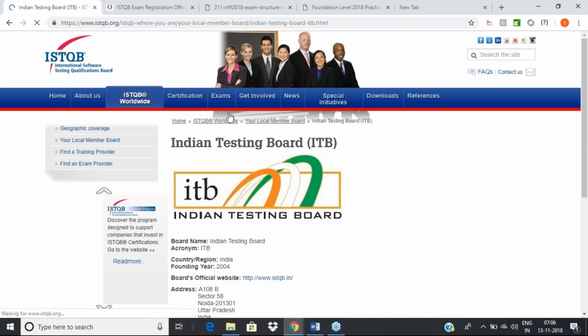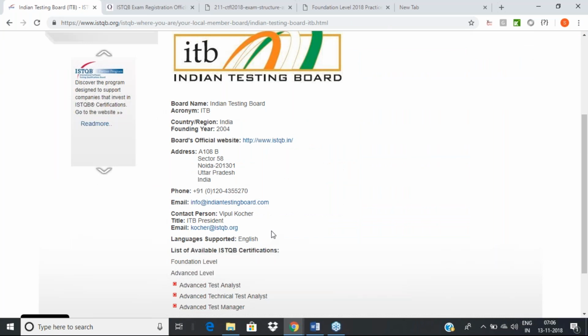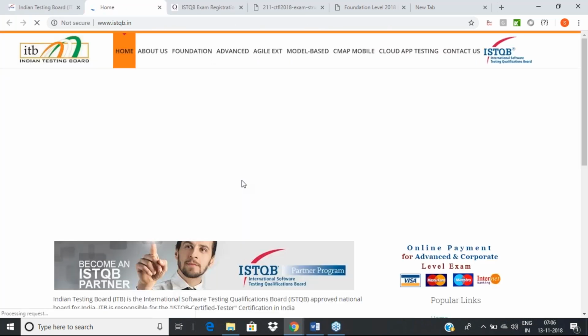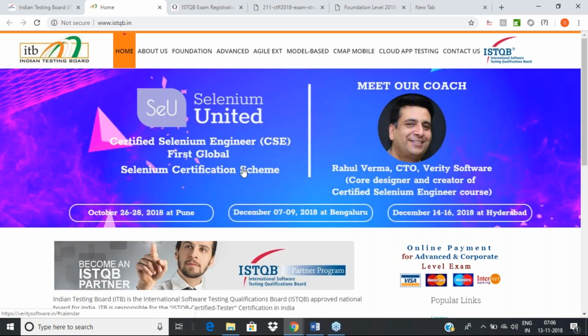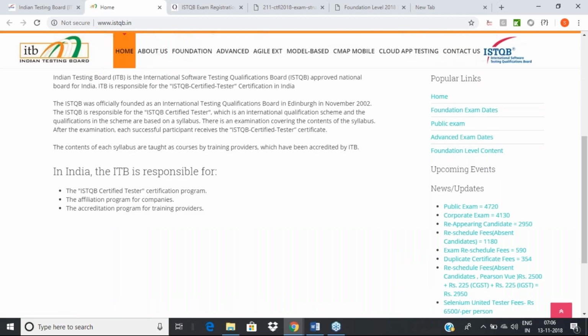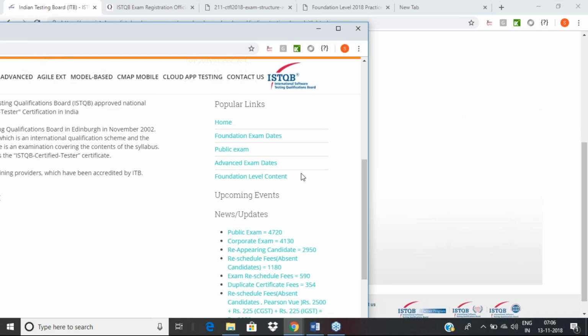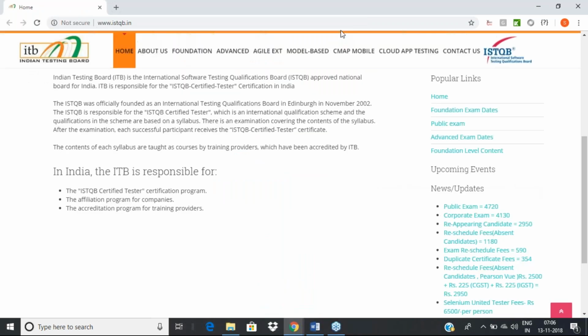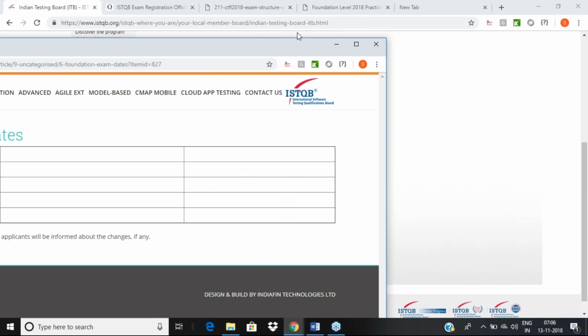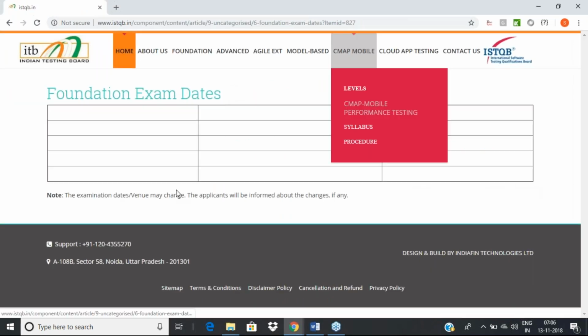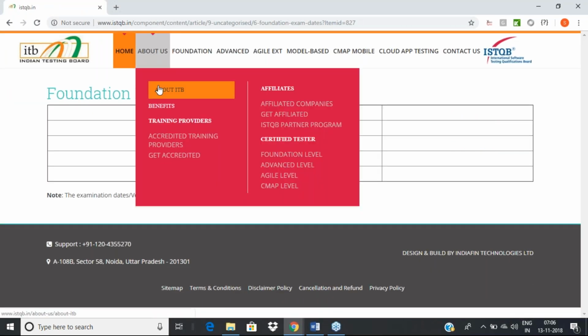So if you go over here. When will results be announced? Yeah, it'll be in hardly 2 to 3 weeks. You'll get it. So you can see foundational level exam dates, but there's nothing here. Yeah, for everything they are just expecting us to register.